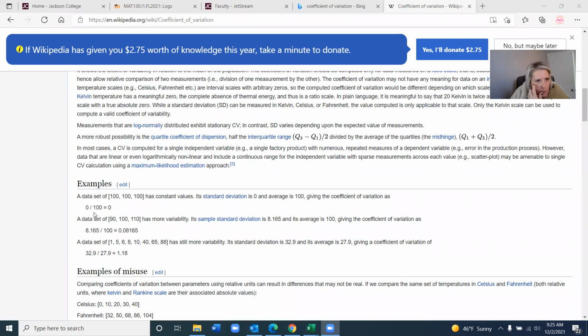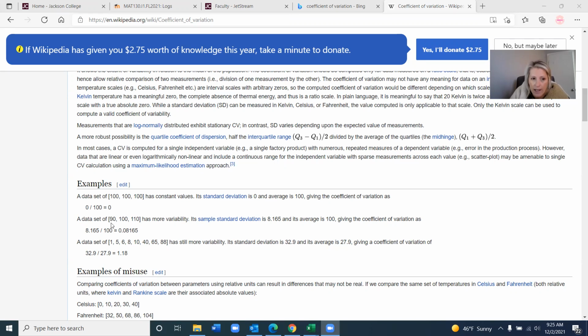I liked that Wikipedia actually has a couple of good examples as far as numbers. So if you look at the first data set right here where my mouse is, the set of numbers are all 100. So your standard deviation is 0 because your average is 100 and none of the data points are varying from the average at all.